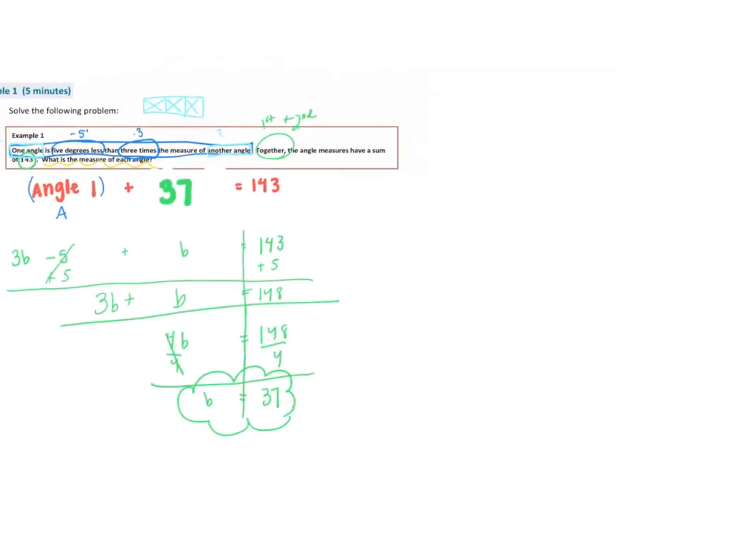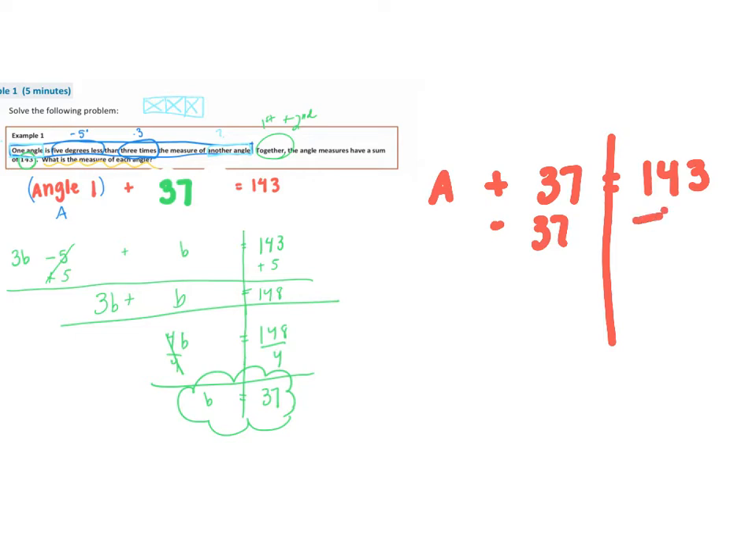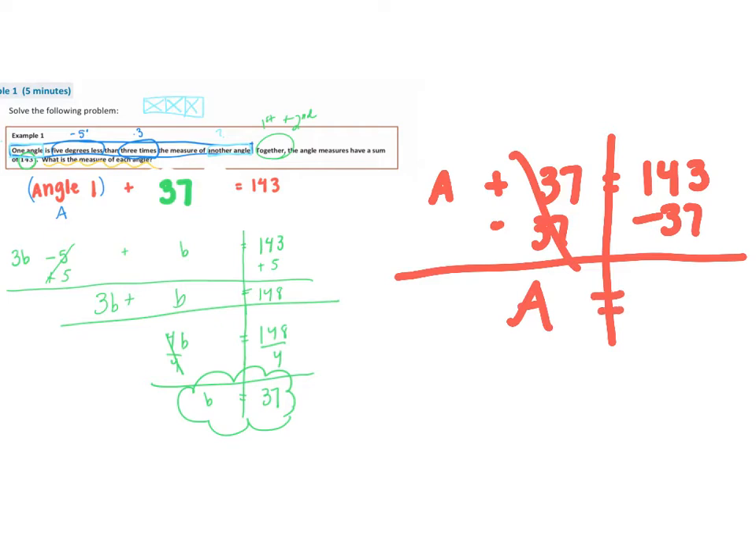So we have A plus 37, sorry this got so big, is 143. And now I'm going to solve for A. I'll take 37 away from both sides. And I get A equals, do our math here, 143 minus 37, A equals 106 degrees.